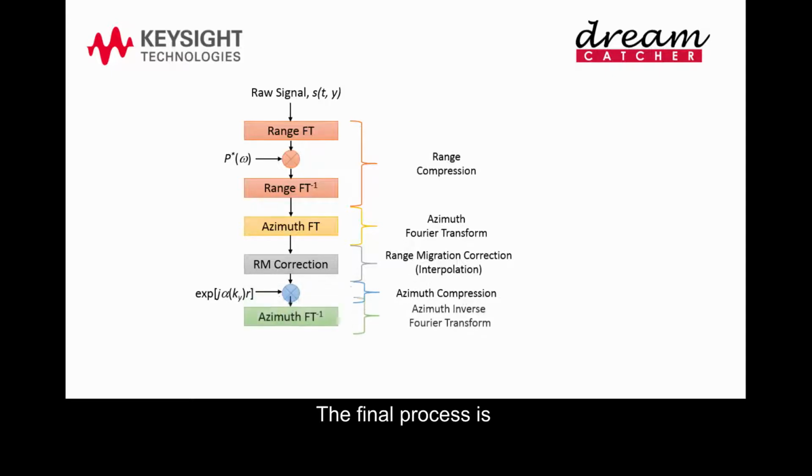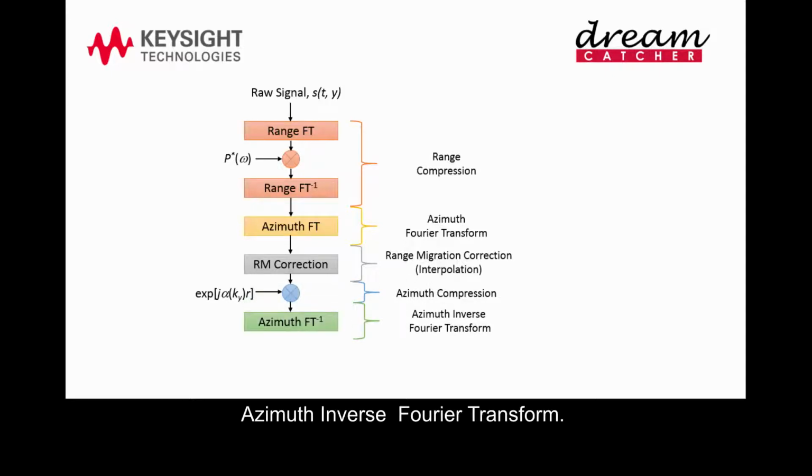The final process is the azimuth inverse Fourier transform. The SAR signal is azimuth inverse Fourier transformed back into the range time and azimuth time domain. The output of the RDA is a 2D SAR image, and can be expressed as function f.